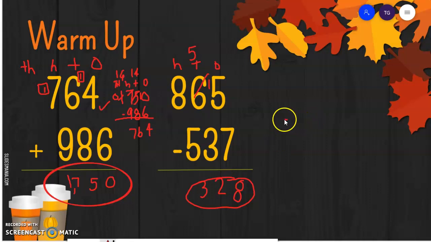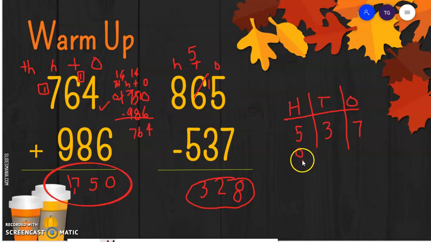Now I'm going to use my answer and add it to my subtrahend, and I should get my minuend. So I'm going to add 537, and I have to use the smallest number because if I try to add my difference back to 865, it's going to be greater than what I'm starting with. So I'm going to add 537 to 328.